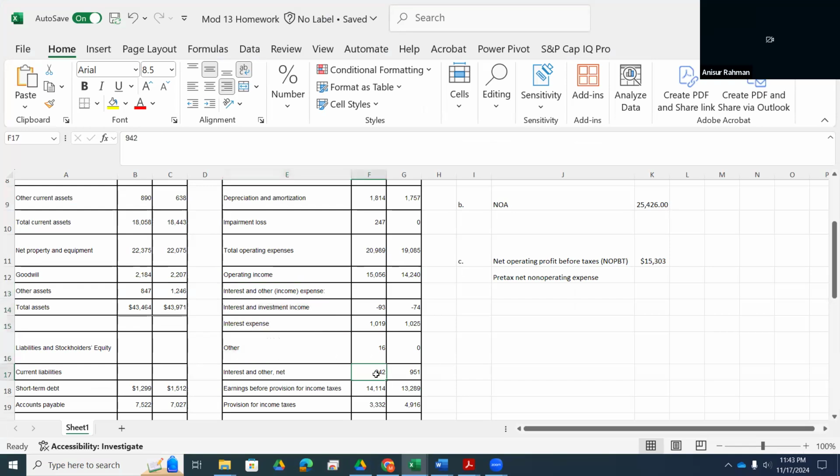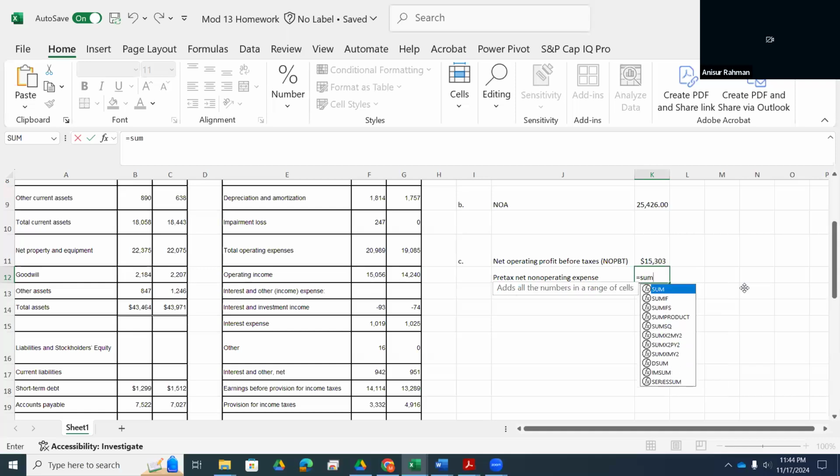So we can actually take this total, and we also have to add this impairment loss that we excluded from operating. We have to add it to the non-operating. So let's do that. So sum of my impairment loss, comma, this net interest and other net, close.